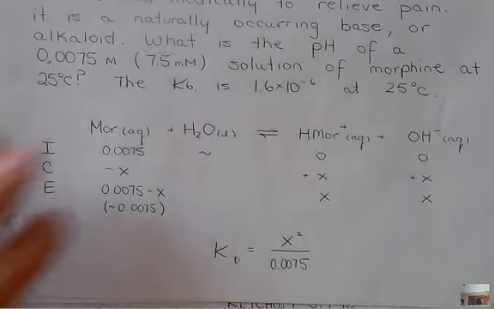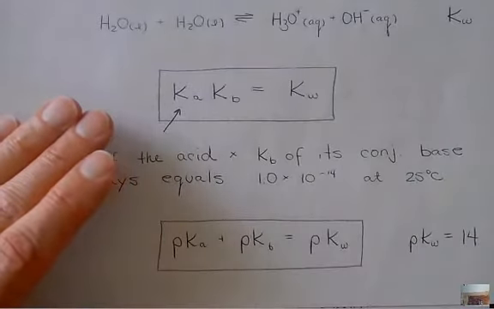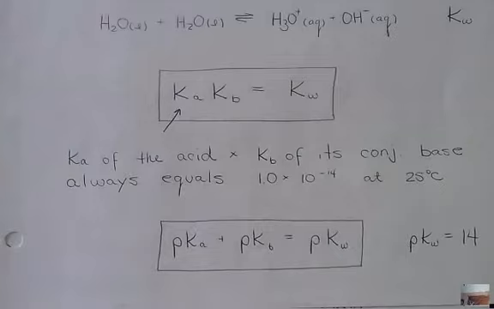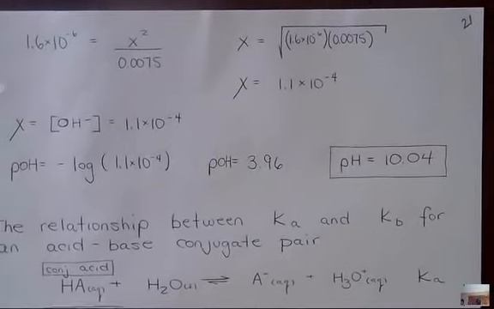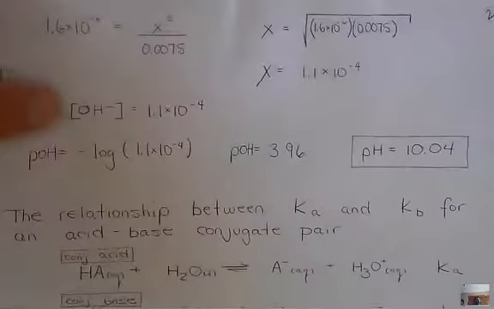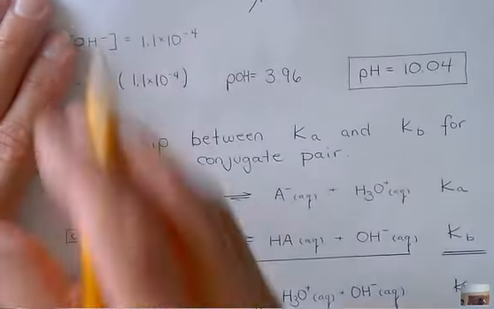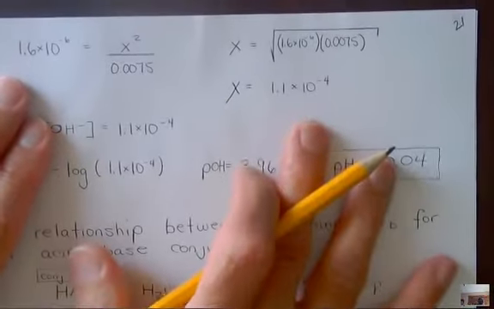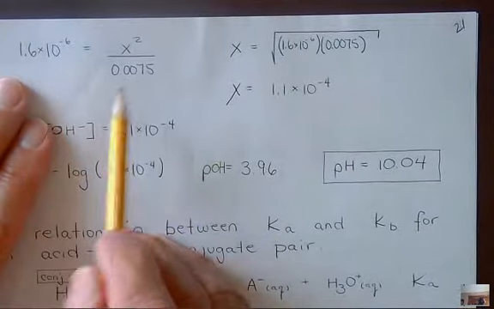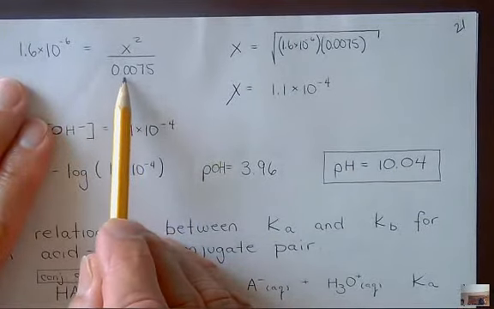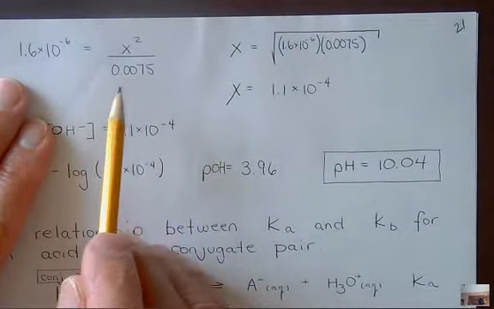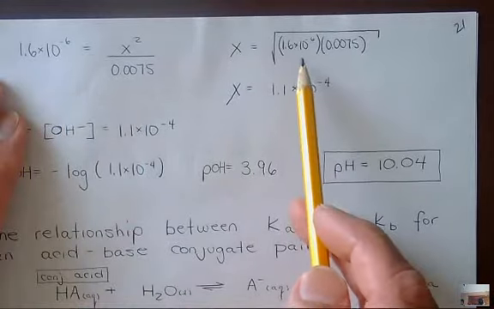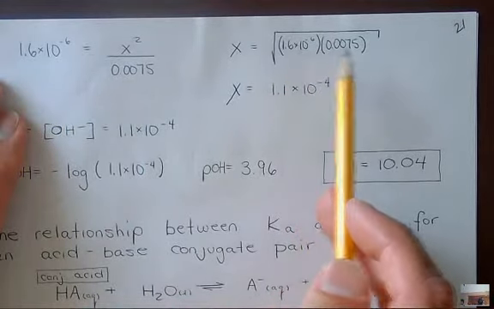Okay, so let's finish up. This is top of the next page, top of page 21. If I plug in my value that was given for Kb, 1.6 times 10 to the minus 6th over here, then I need to get rid of the 0.0075, so I multiply both sides by 0.0075, so it comes up next to it.